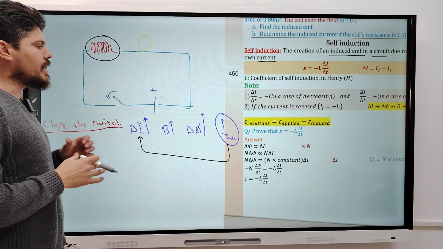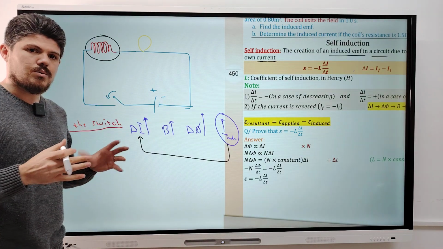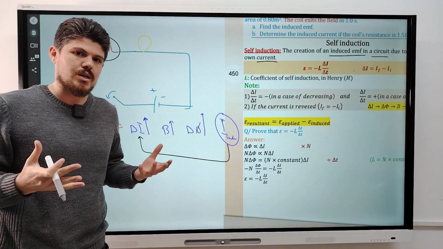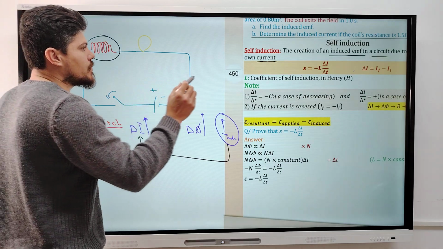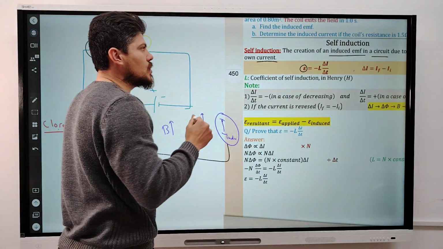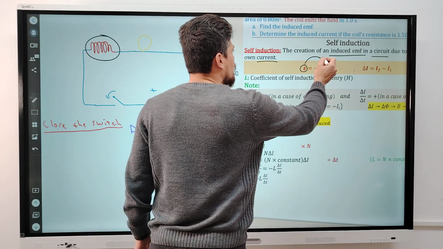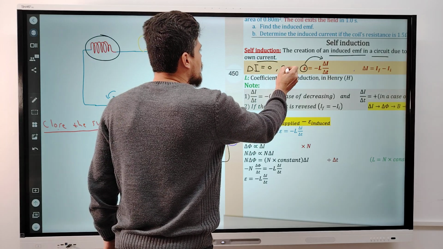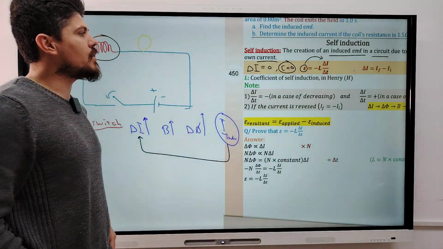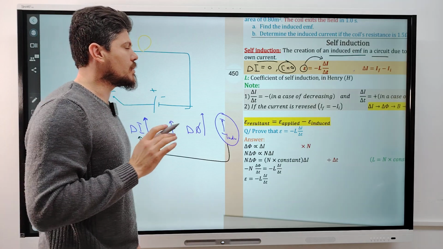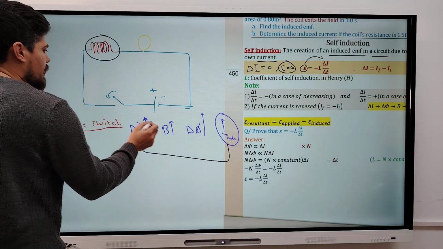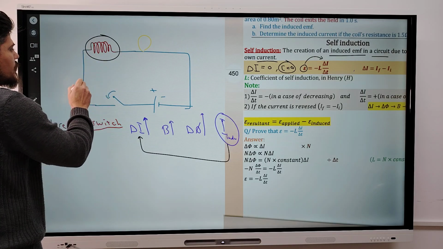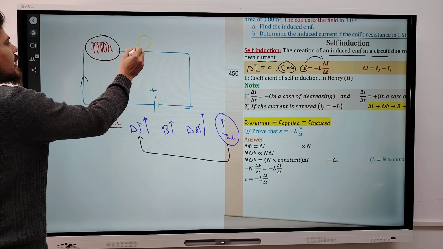But in the case when the current does not change, no current is induced in the coil. Why? Because there is no change in the current. So the induced EMF in the coil, in induction, is a result of what? Change in the current. When the change in current is zero, the EMF is also zero. So when is the current or EMF induced in the coil? When the current changes.